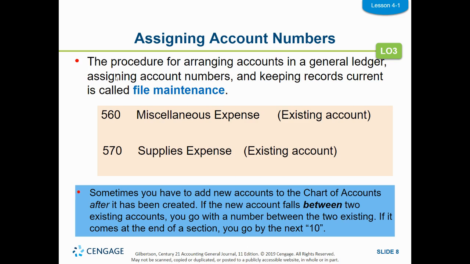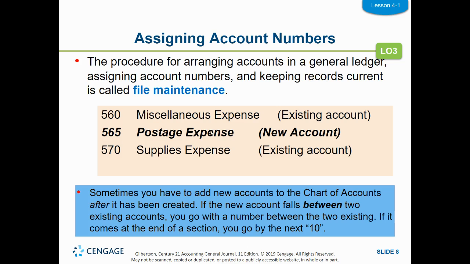So the procedure for arranging accounts in a general ledger is called file maintenance. So in this we have 2 accounts that are existing up here. Miscellaneous expense, supplies expense, 560, 570. I'll get into how you know what order they go in just a minute. Sometimes you have to add those new accounts in between. So if we were going to add one in between miscellaneous and supplies, postage expense is a new account, we would give it the 565 in between the 2.